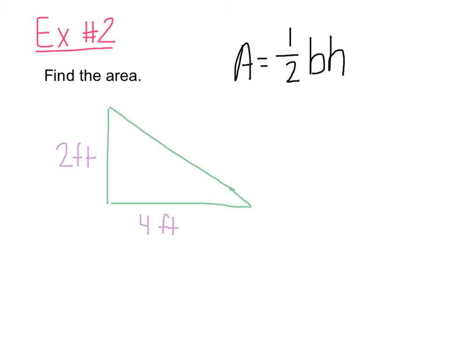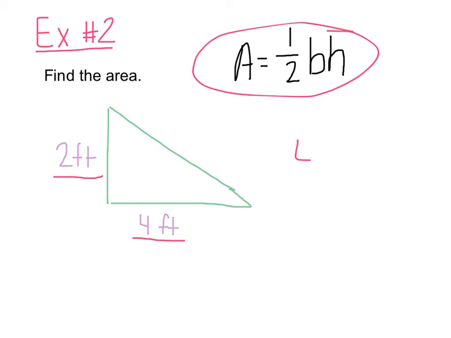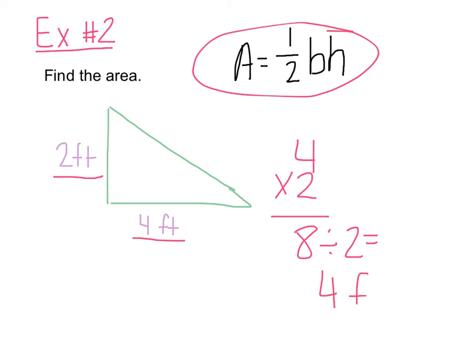Example 2, we have a triangle. So we're going to do 1/2 of the base times the height. So we just multiply 4 times 2 is 8. But then since it's a triangle, it's only half of like a rectangle, we have to then divide by 2. You're always going to divide by 2. So the answer is 4 feet squared.